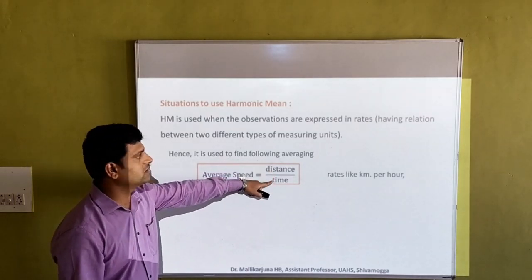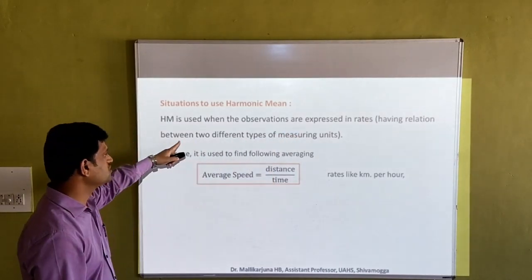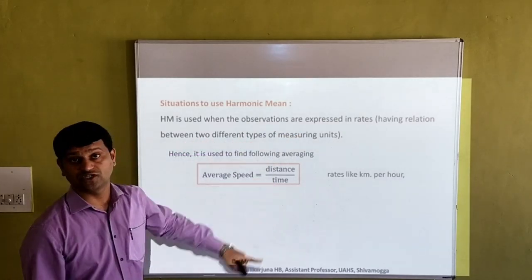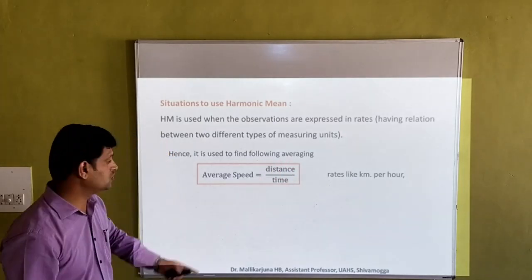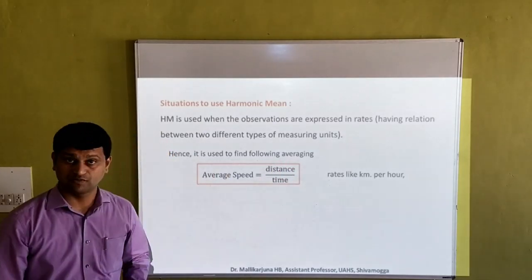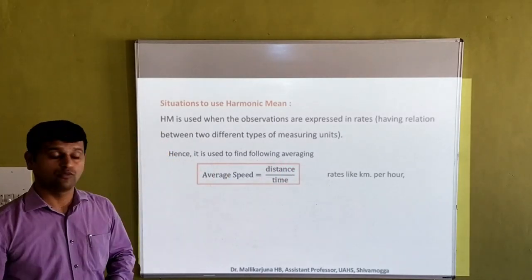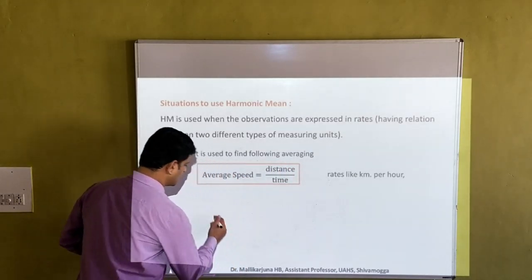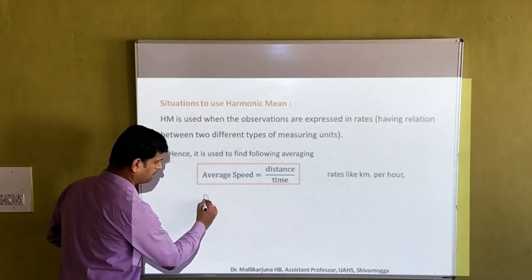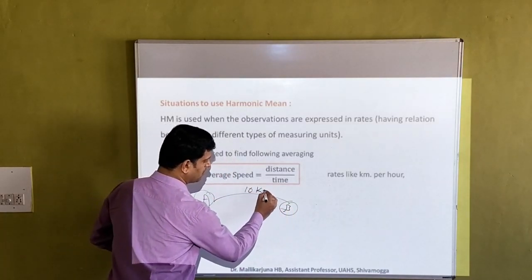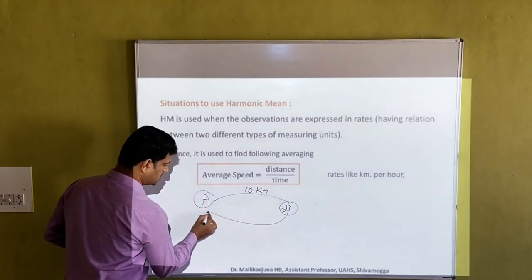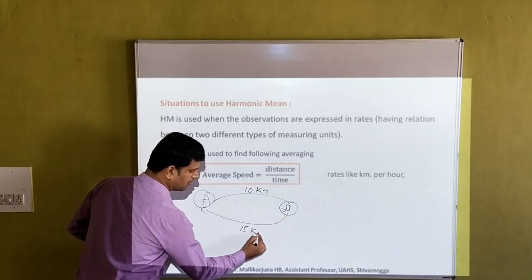So two units are there. That's why it is expressed in rates, having a relation between two different types of measuring units. Here this is measured in one unit, this is measured in another unit. So in this case, to find out average speed, we use harmonic mean. For example, a person travels from place A to place B at 10 km per hour, then returns at 15 km per hour.